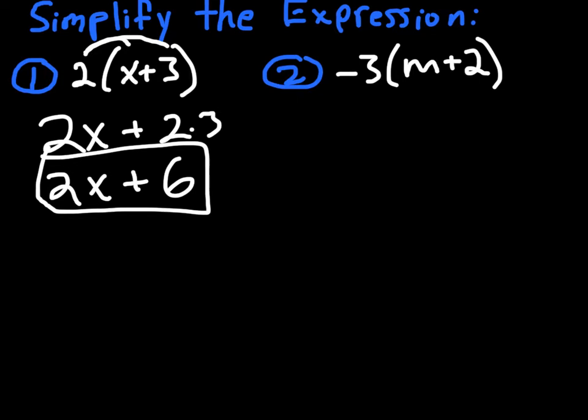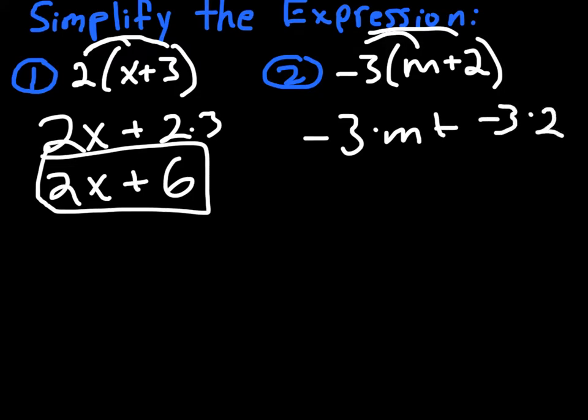For number 2, we have negative 3 times the quantity m plus 2. So if we distribute this negative 3 to our m and our 2, we'll have negative 3 times m plus negative 3 times 2. So negative 3 times m, that can just be negative 3m.